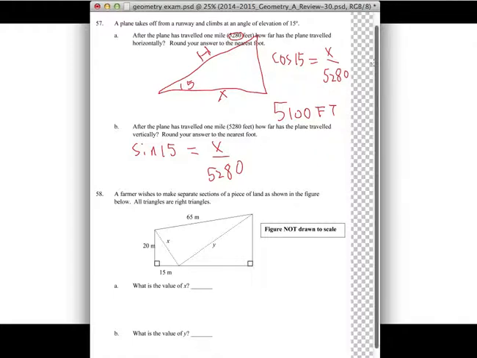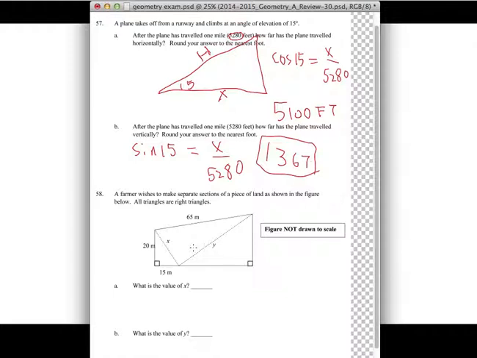1366.56. Well, nearest foot is going to be 1367. Right? The foot. They don't want any decimal.